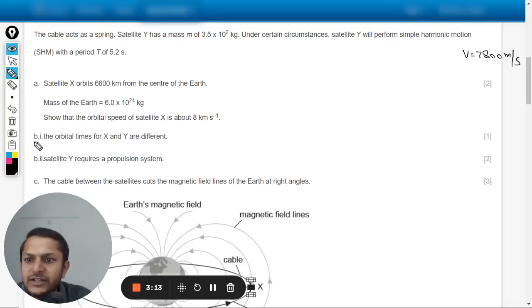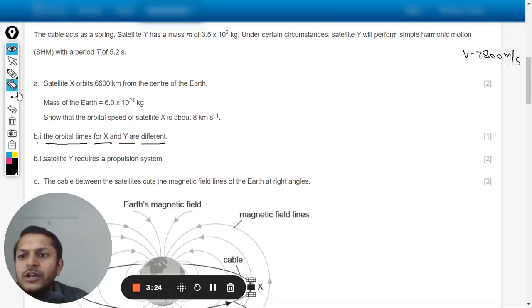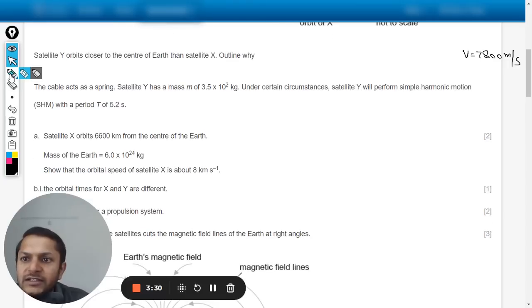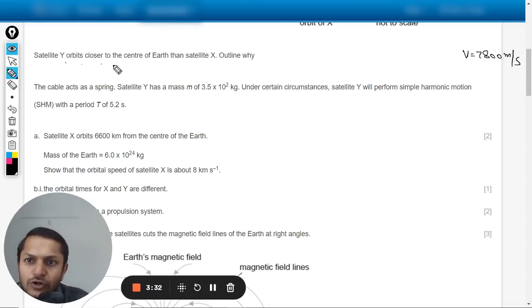Yeah, so the next question is B1. The orbital times for X and Y are different. Now is the time for that statement which earlier was not making any sense. Outline why: satellite Y orbits closer to the center of the Earth than satellite X, so the orbital times for X and Y are different.